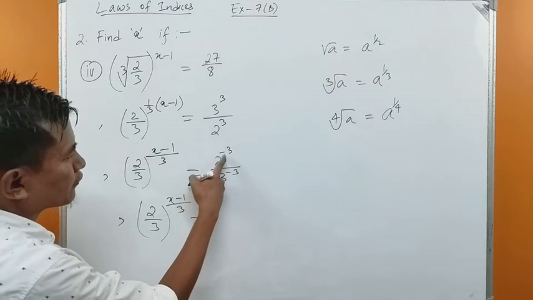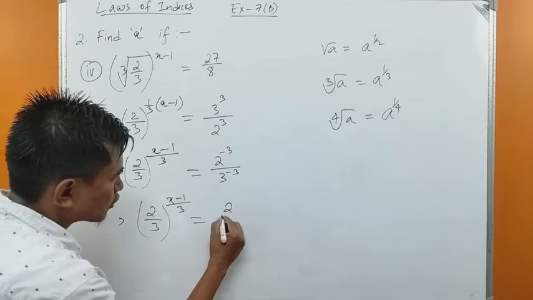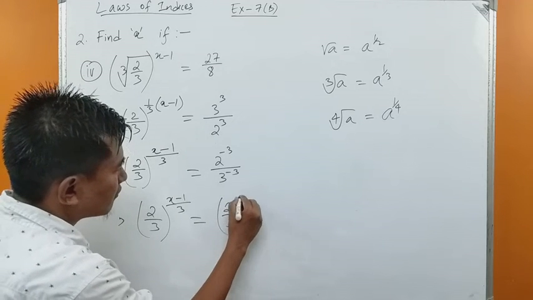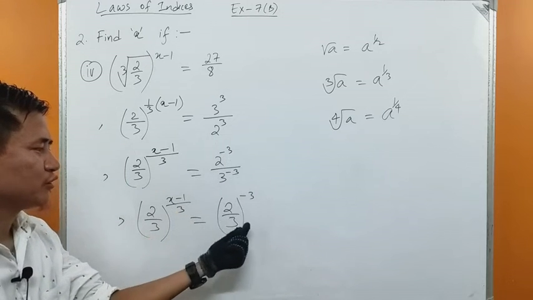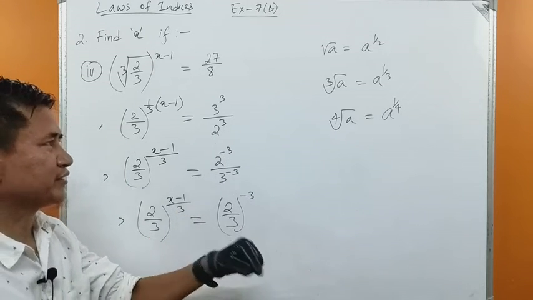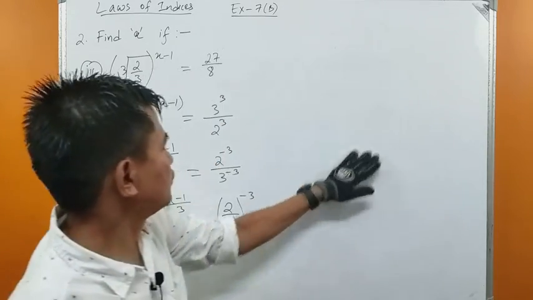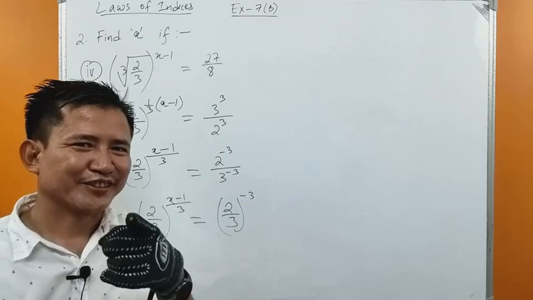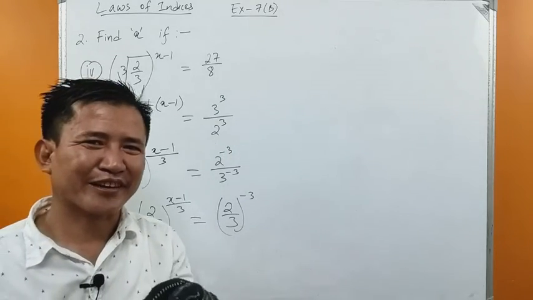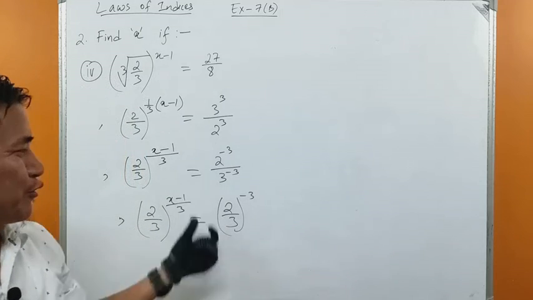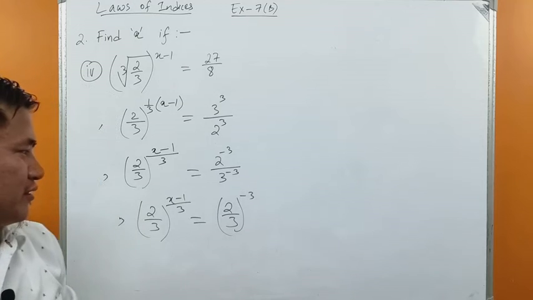Both the numbers have the power minus 3 and minus 3, isn't it? Powers are equal. So you can write this as 2 upon 3 whole to the power minus 3, isn't it? Now, if you do not know the rules, I urge you to go back to the exercise 7a, the first video, and check out the rules. I have already explained in depth regarding the rules of indices.